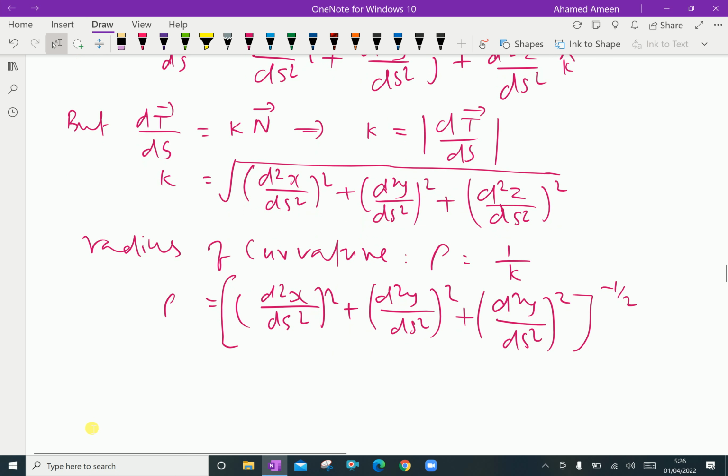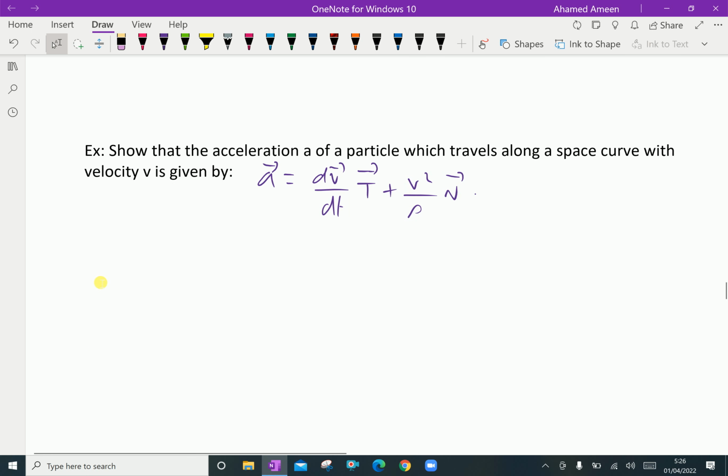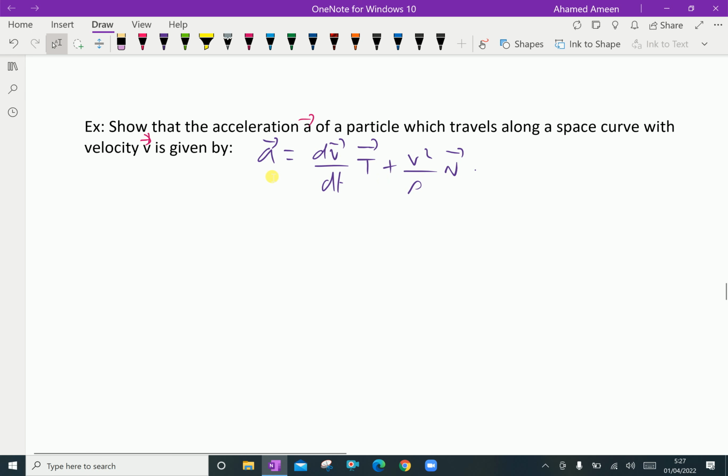Now let us do one more problem. Show that the acceleration vector of a particle which travels along a space curve with velocity v vector is given by a vector, acceleration vector, equal dv over dt into t vector plus v square over rho into n vector. We'll do this problem. Here we have to prove this.